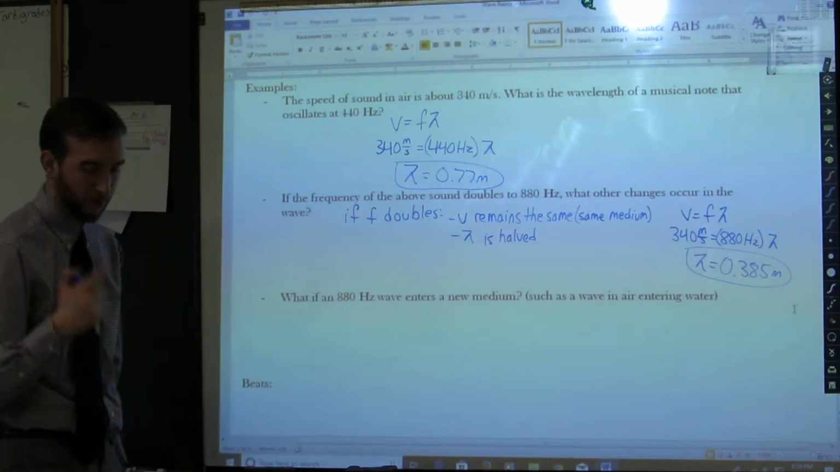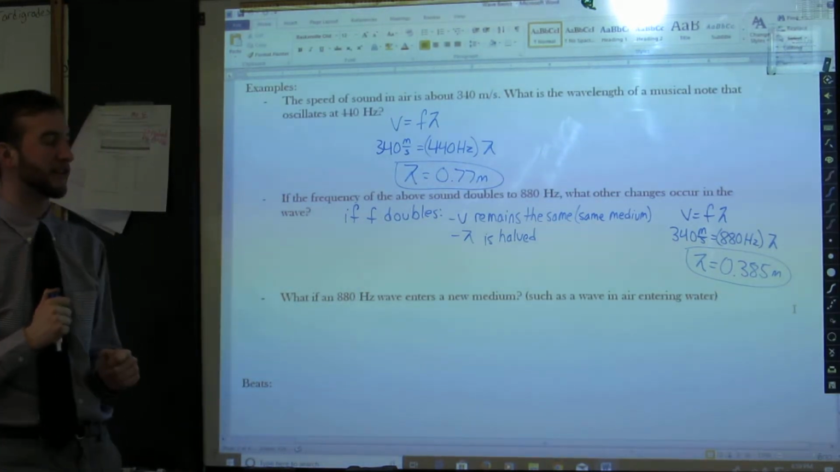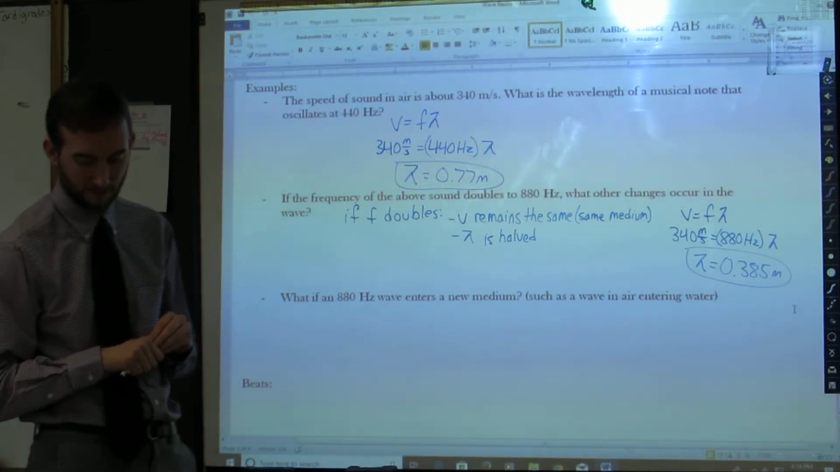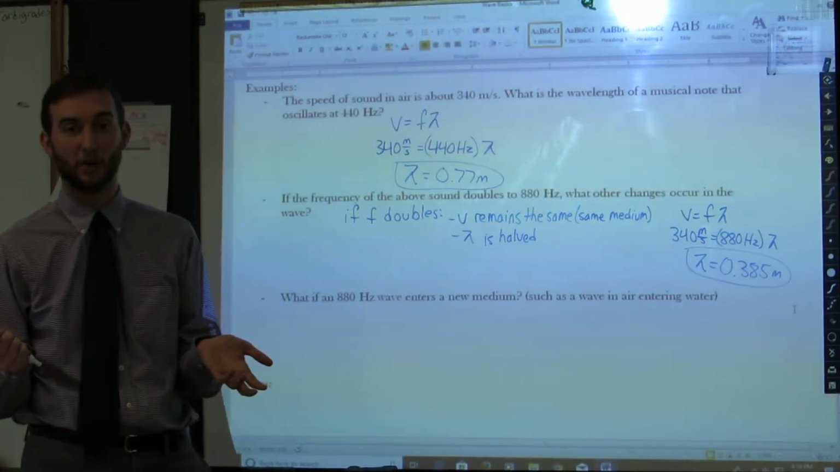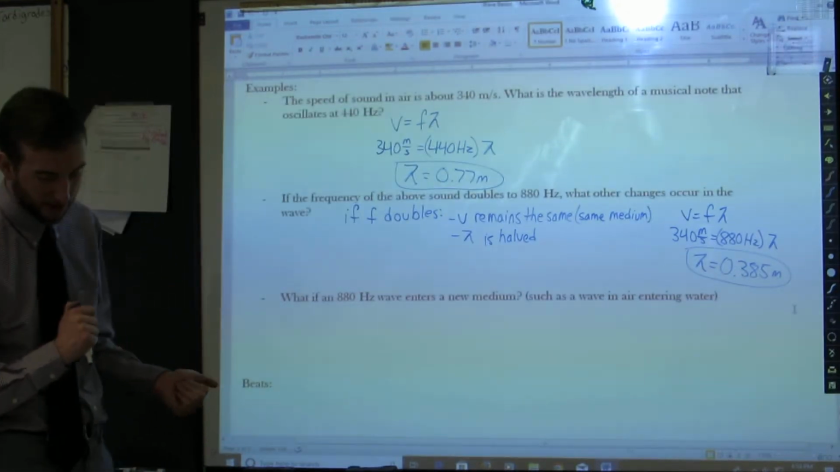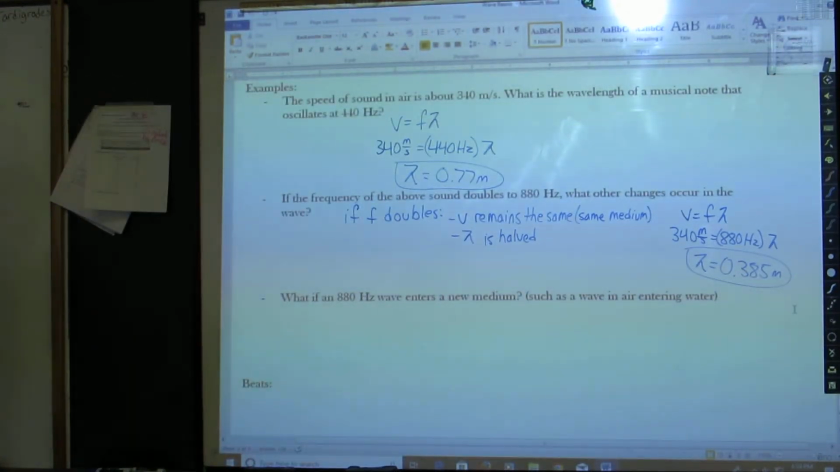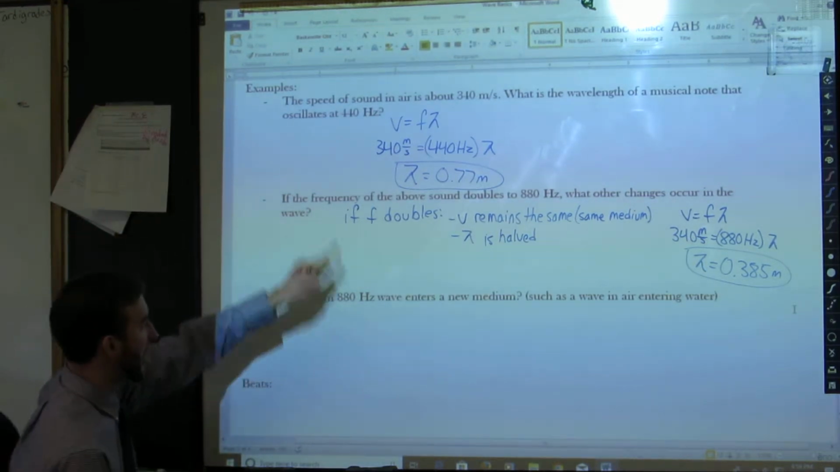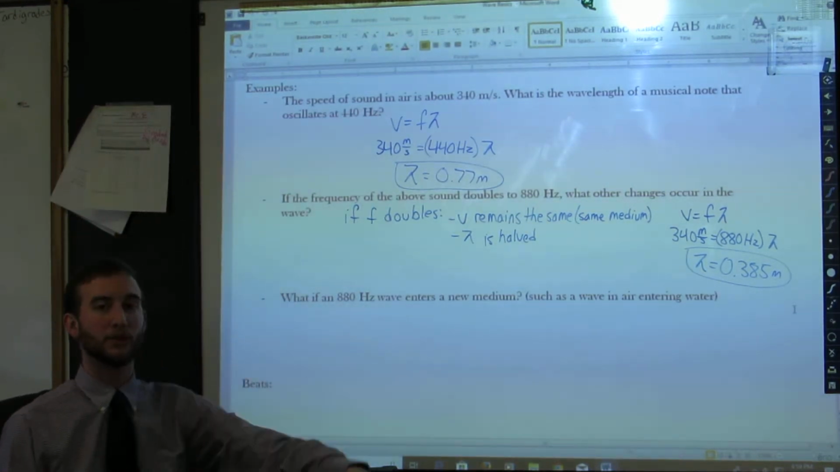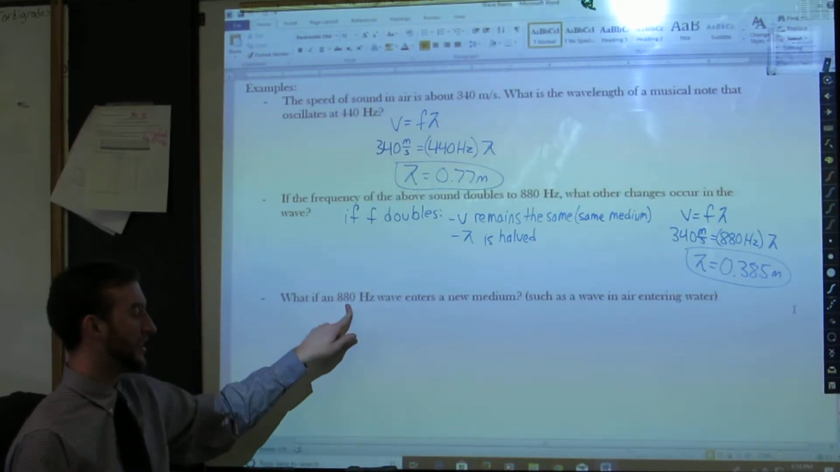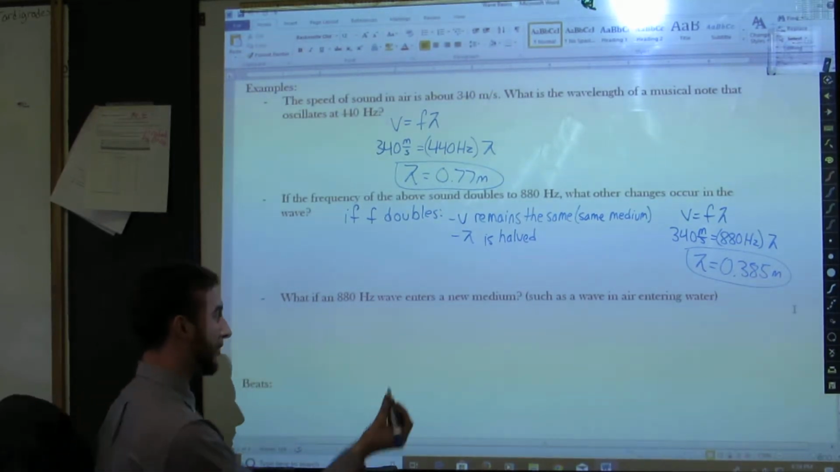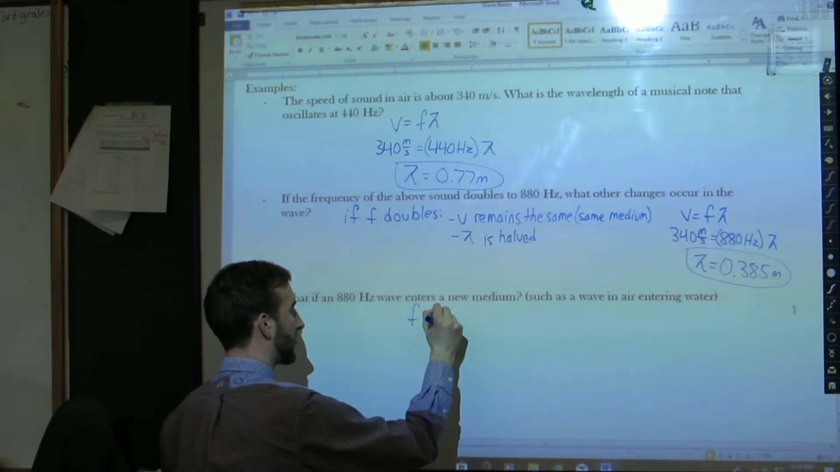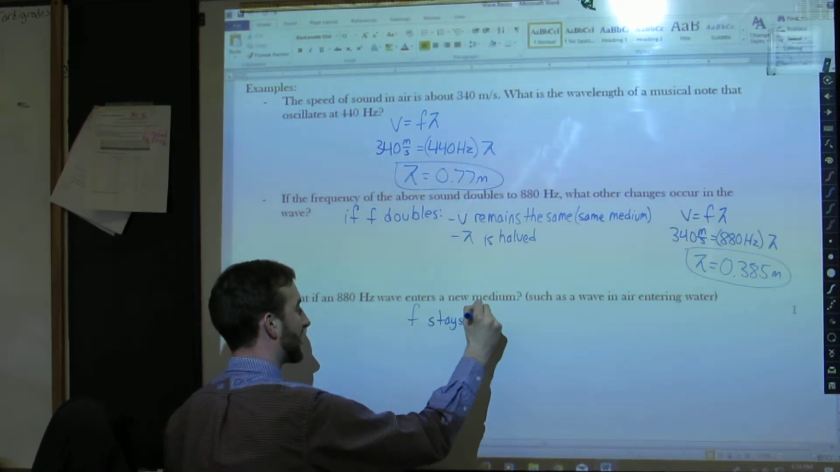Last question. What if this 880 hertz sound wave entered a new medium, such as a wave in air entering water? Now I'm not going to get specific with numbers here, but we can, again, just kind of explain what should be going on. If we take this particular wave and we send it to a new medium, anytime a single wave transfers between medium, what stays the same? That would be the frequency. So the frequency stays the same.